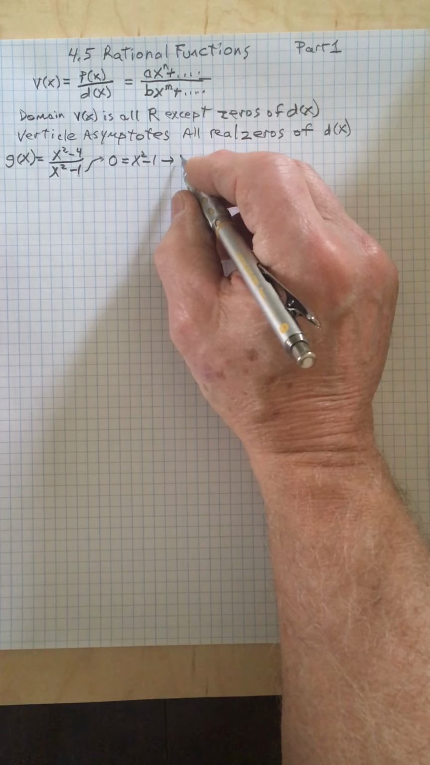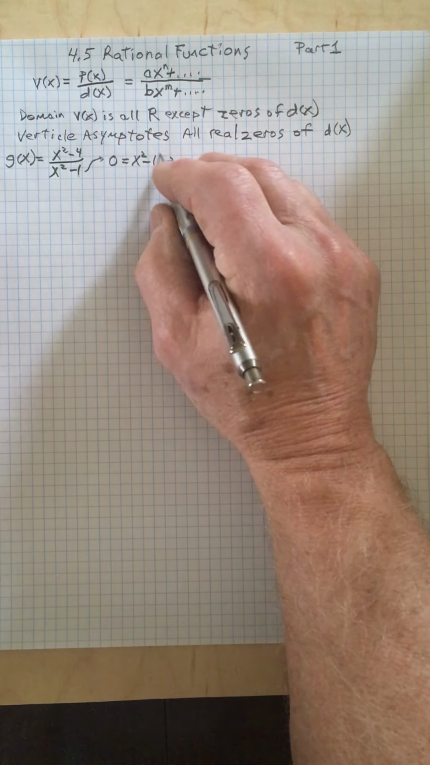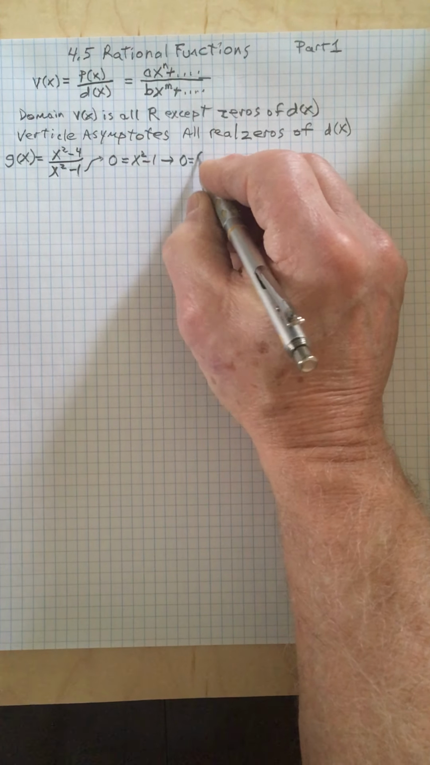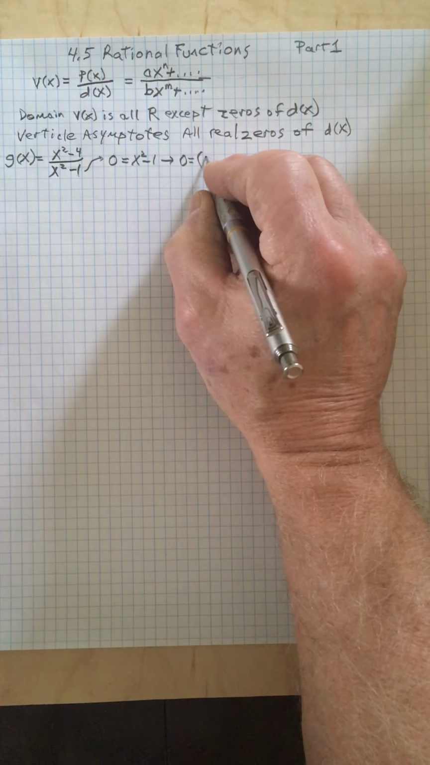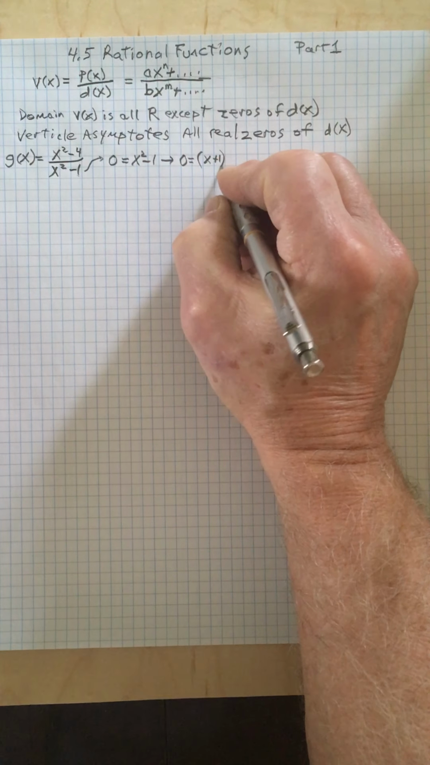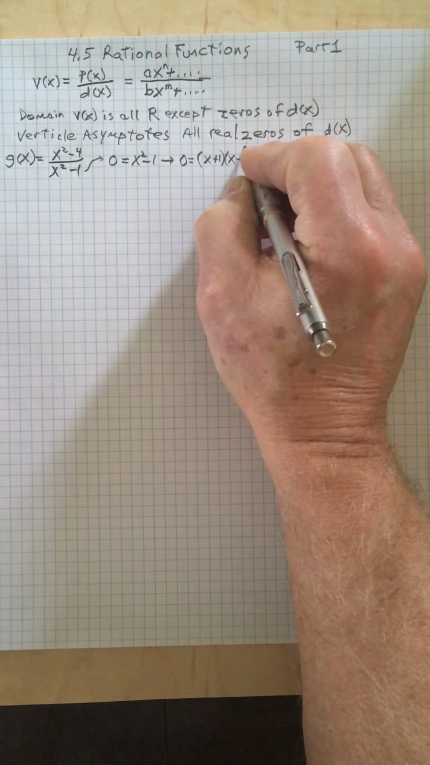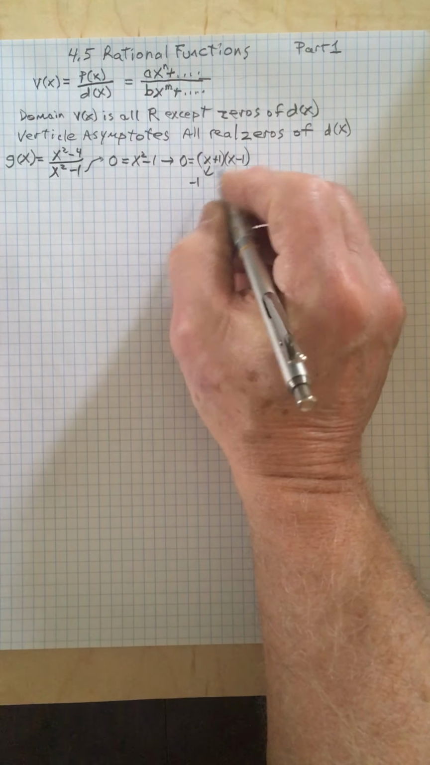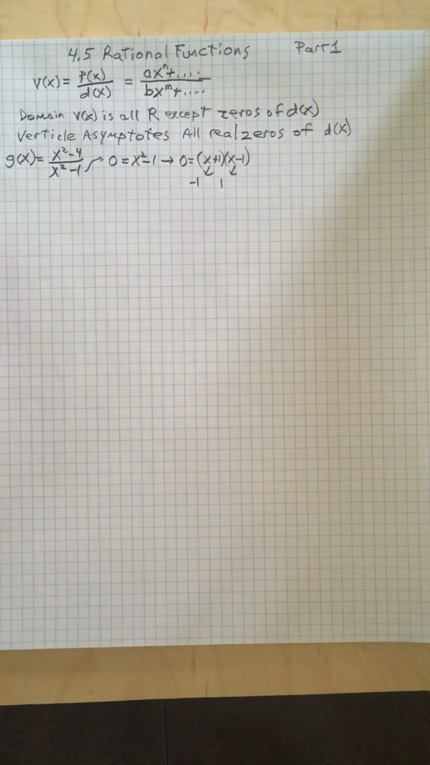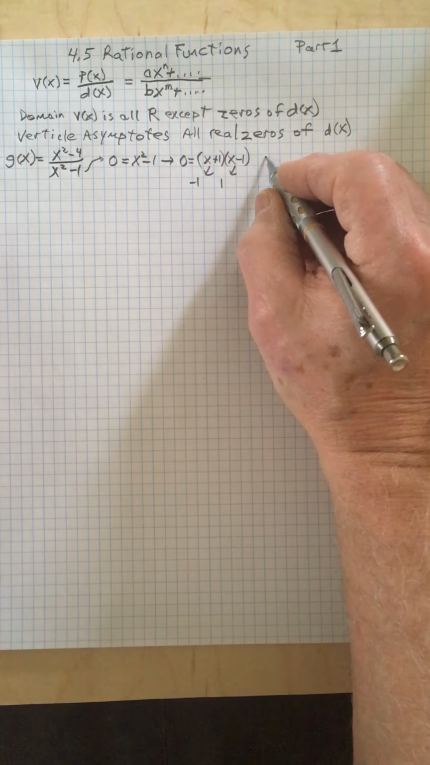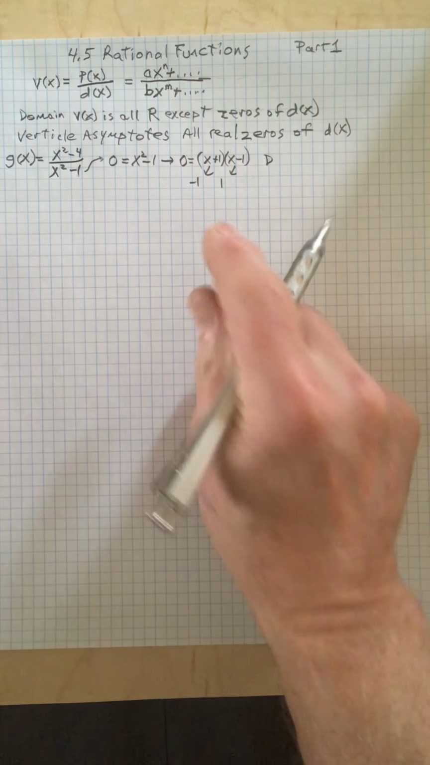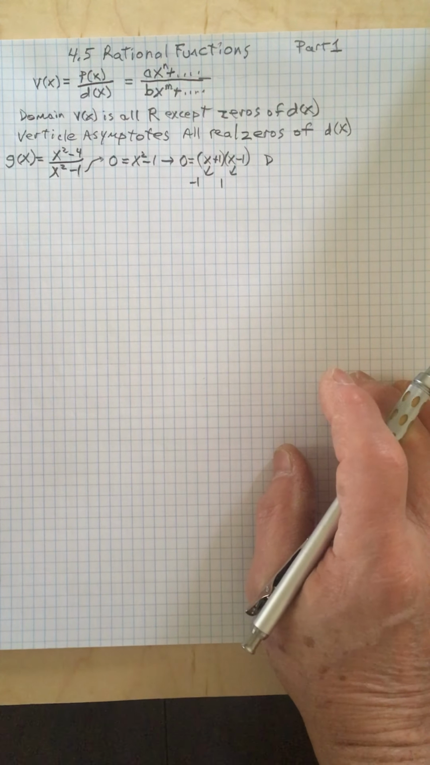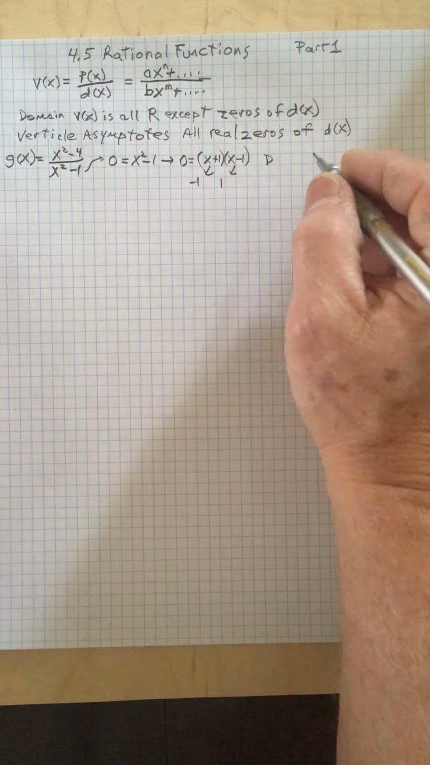Well, this is factorable. That's the difference of two squares right there. So that's going to be x plus 1 times x minus 1. This is the easiest way to do it. And then what are my zeros? Minus 1 and 1. So what does the domain look like? All real numbers except minus 1 and 1. If we're asked to write it that way, then we're done. If we need to put it in interval form, then what are we doing?